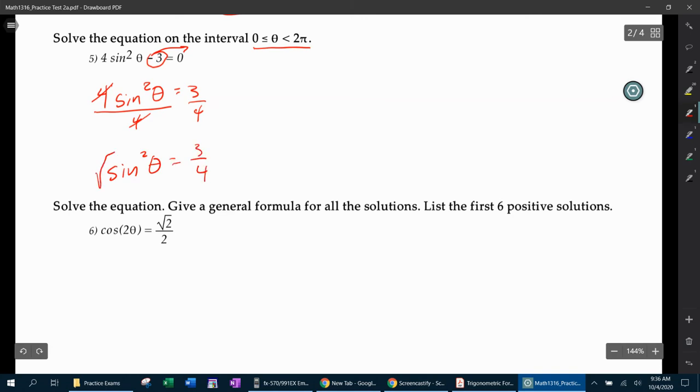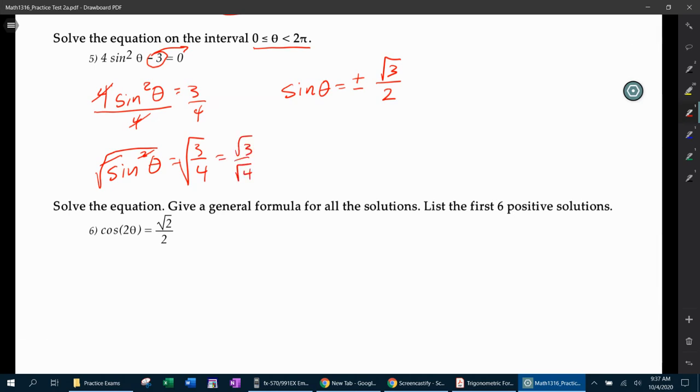And then I got to get rid of the squared. So we're taking the square root of both sides. So here we can see that sine theta is, and don't forget your plus or minus because we square rooted both sides, square root of 3 over the square root of 4, which is 2. Do you see how I got that? I did the square root of the top and bottom separately, which gives me square root of 3 over 2.